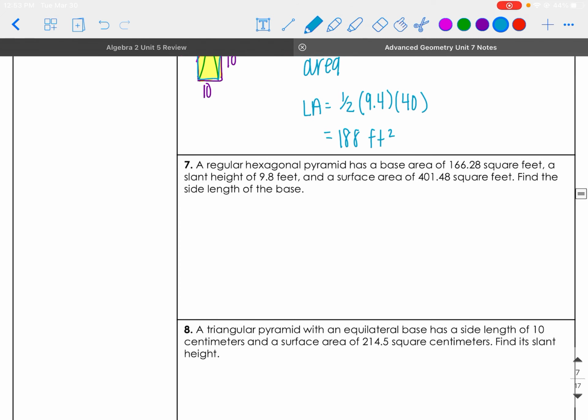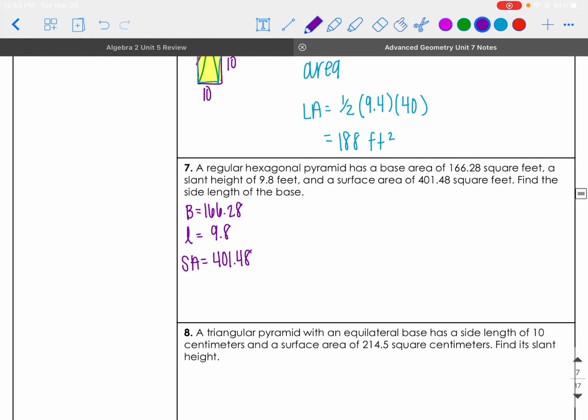A regular hexagonal pyramid has a base area, that's my capital B, of 166.28 square feet, a slant height of 9.8, and a surface area of 401.48. We want to know the side length of the base. So it's a hexagon. We want to know the side length. So since we're given surface area, let's look at that formula.